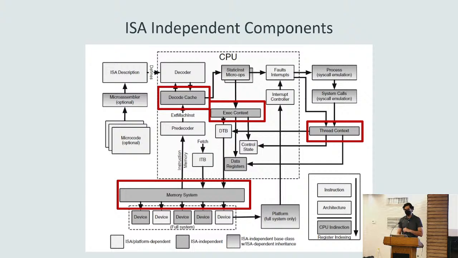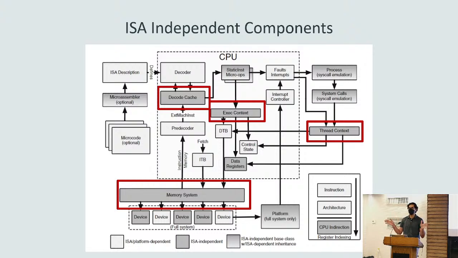And the other components that we haven't talked about, which so far were not in those red boxes, are mainly ISA independent as a base, but usually you will inherit that base and make it ISA specific. An example of that will be static instruction. So static instruction, which is shown at the top of this diagram, is as a base class ISA independent, but usually every ISA will inherit from that static instruction and will have an ISA specific static instruction.